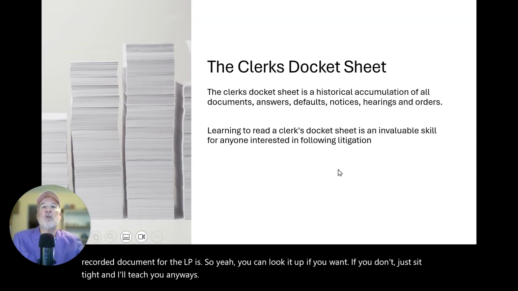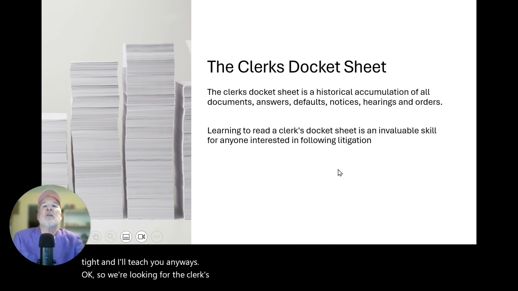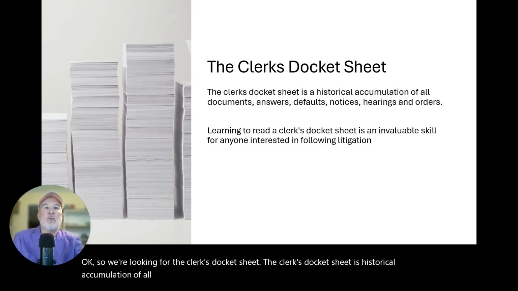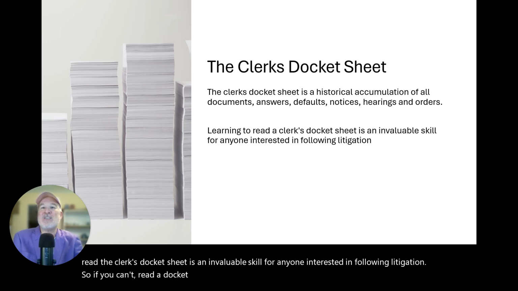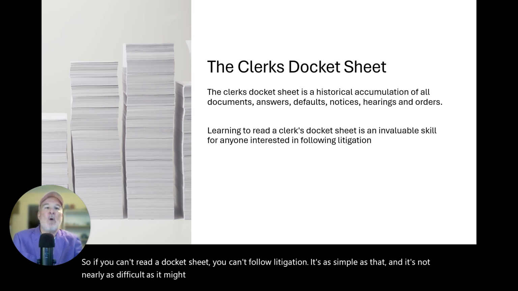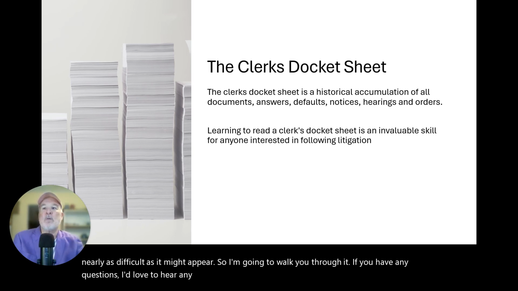Okay, so we're looking for the clerk's docket sheet. The clerk's docket sheet is the historical accumulation of all documents, answers, defaults, notices, hearings, and orders. Learning to read the clerk's docket sheet is an invaluable skill for anyone interested in following litigation. So if you can't read a docket sheet, you can't follow litigation. It's as simple as that. And it's not nearly as difficult as it might appear. So I'm going to walk you through it. If you have any questions, I'd love to hear any comments, if I screwed up or if I made a good point. I appreciate it very much.